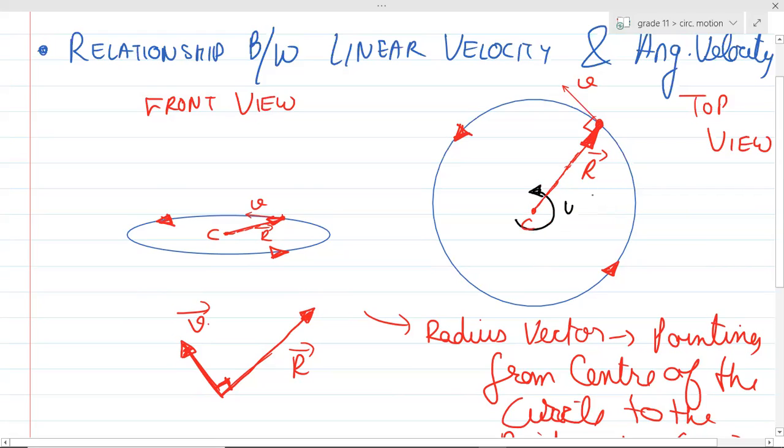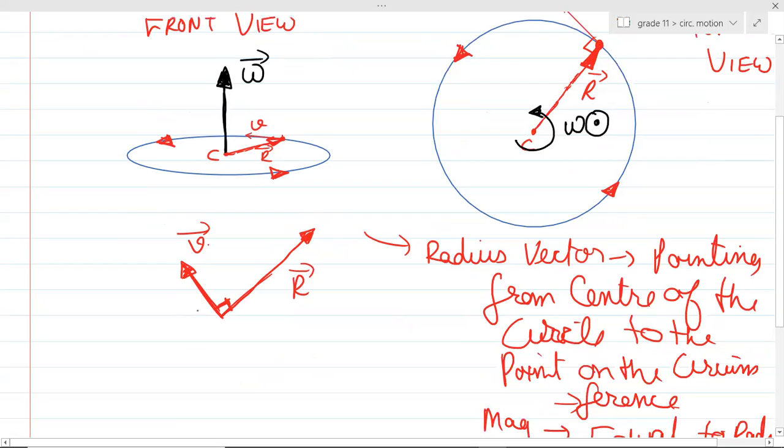This will be the direction of omega. It will be acting in this direction. So I think I have already cleared you about all the three vectors, right? Omega is coming out of the plane at this particular point. Yes or no, guys? Is this clear?